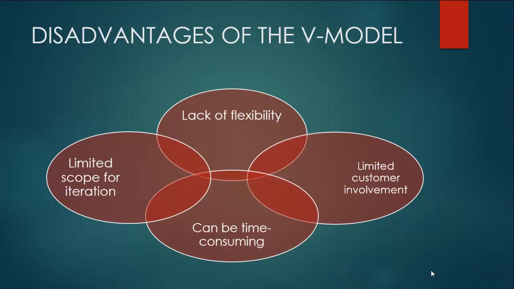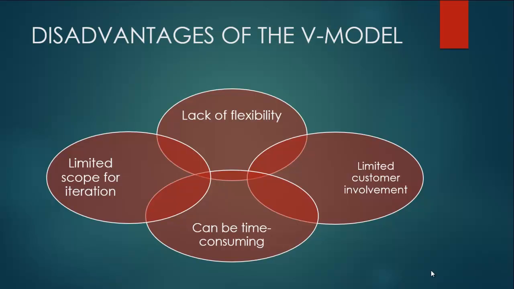Then another disadvantage is that it has limited scope for iteration. The V model does not provide as much scope for iteration or change as other methodologies like the agile method, which can make it difficult to adapt to changing requirements or user needs. Another disadvantage is limited customer involvement. The V model does not place a strong emphasis on customers' involvement or feedback. This can lead to the final product not meeting the customer's needs or expectation, or the user's needs or expectation.